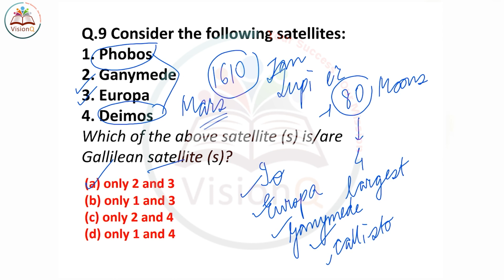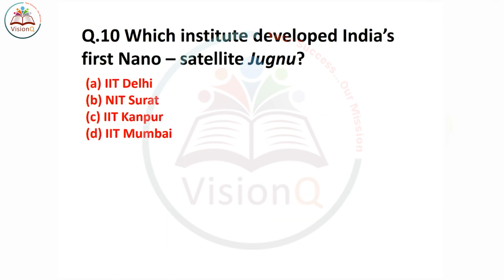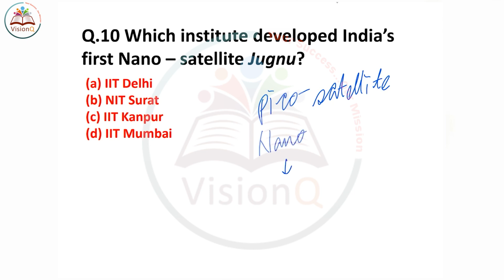Okay, next move to question number 10. Which institute developed India's first nano-satellite, which is known as Jugnu? Now previously we have discussed the question where we discussed pico-satellites, those satellites whose weight is less than 1 kg. Now nano-satellites are those satellites whose weights are less than 10 kg.